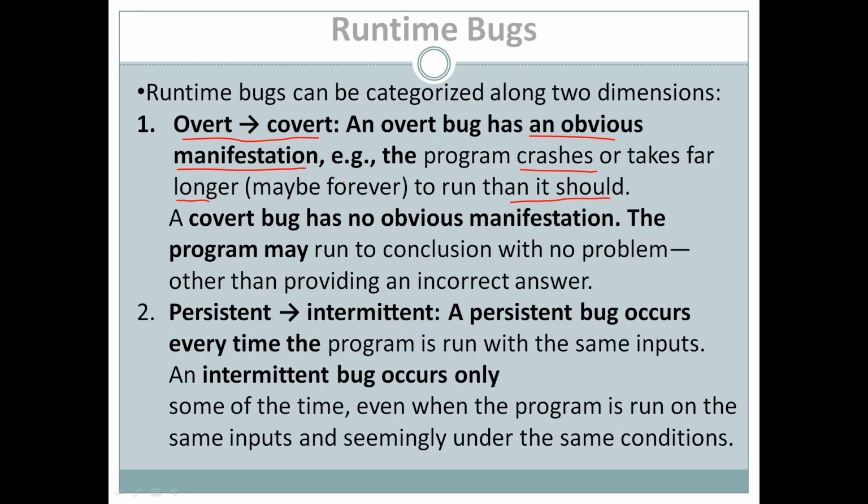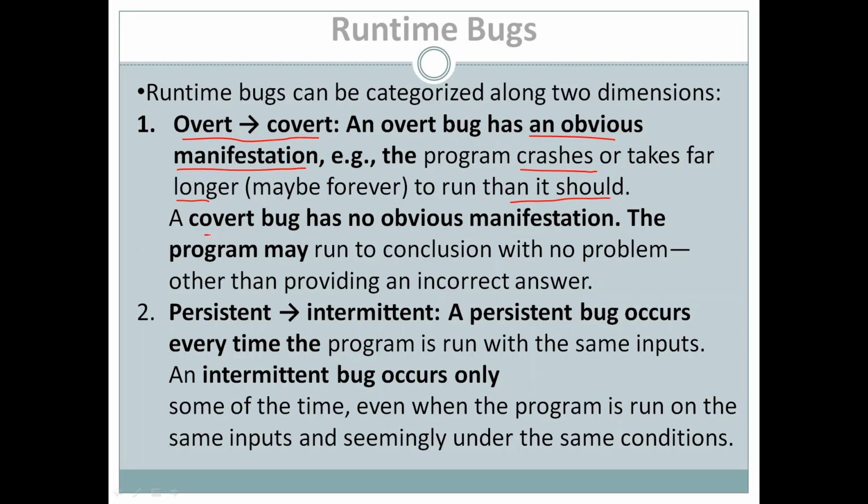An overt bug has obvious manifestation. That means you can see the bug in the program. It actually shows you there is some problem in the program. That is why it is said to have a manifestation. It shows that there is something wrong in the program. So that is an overt bug.